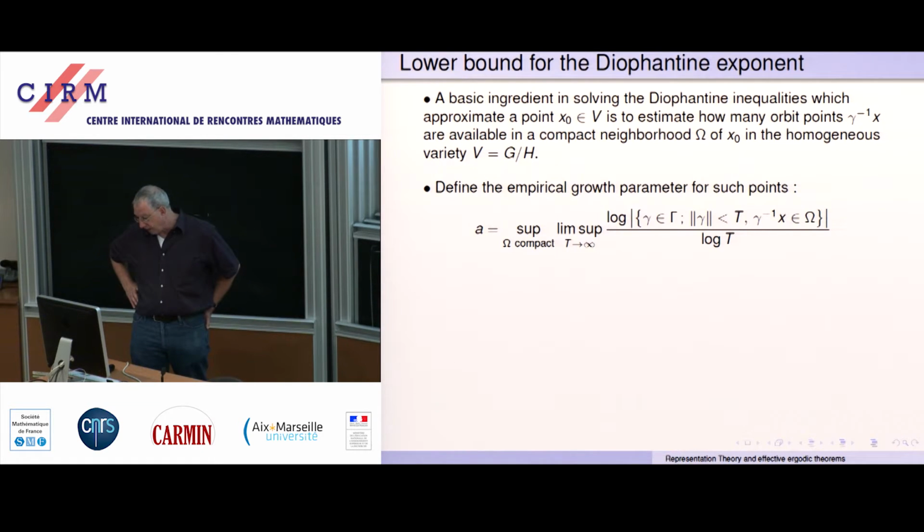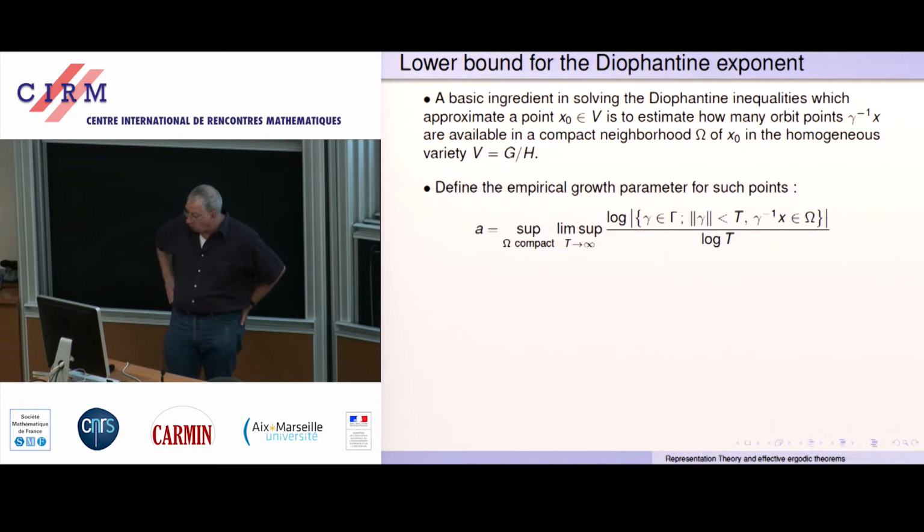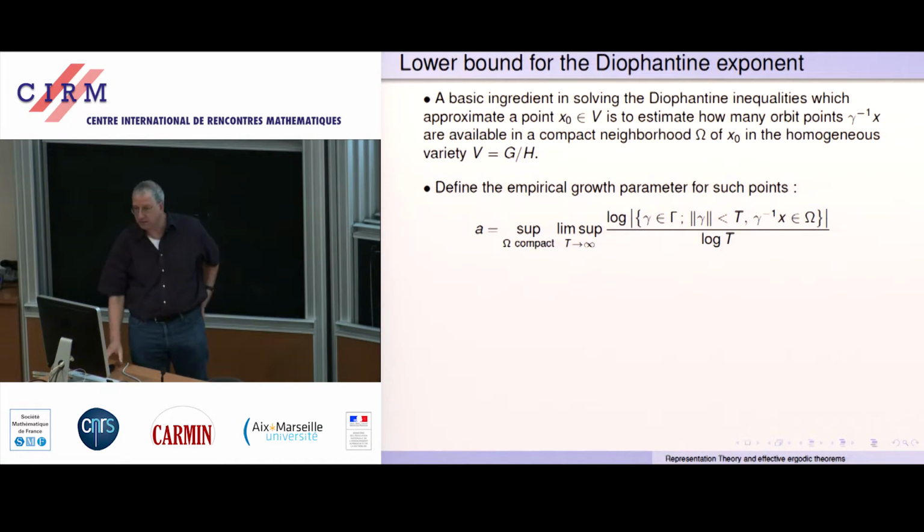And we take the log of this number and divide by log t. We take the lim sup and the sup over omega compact, and that's the empirical growth rate. There are some orbit points. They have a certain size. Take the log, divide by log t, and we have a number, whatever it is.